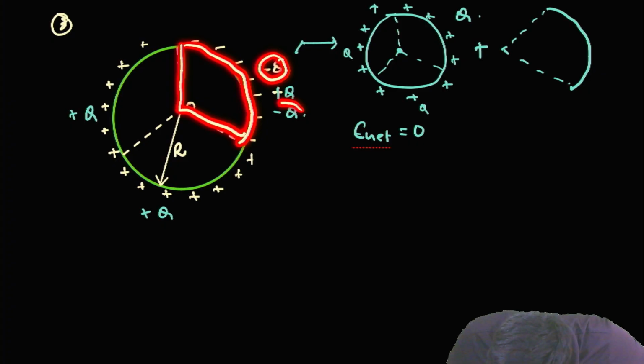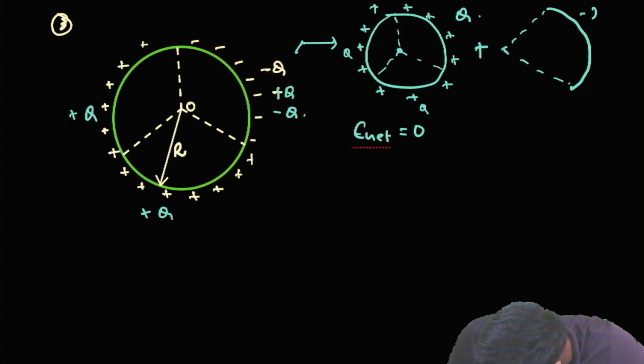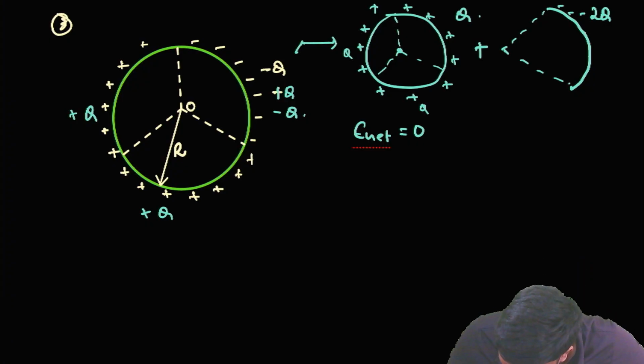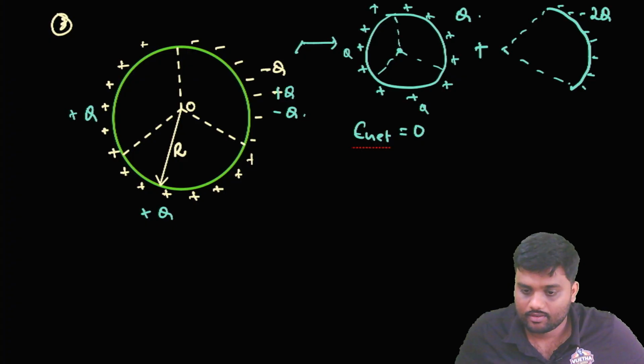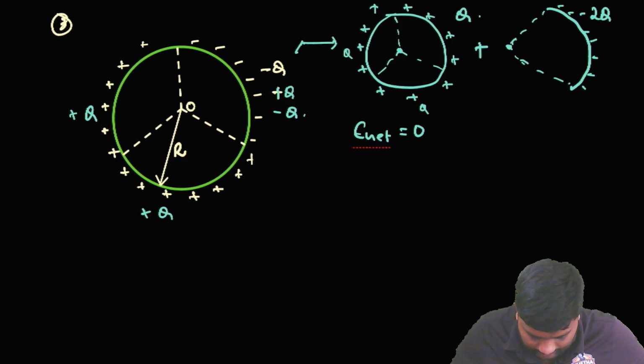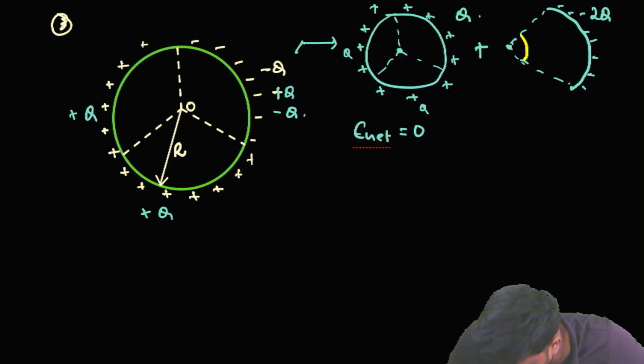For this part, how much total charge do I have, sir? -2q is there. So -2q is the total charge on this ring. At this point O, if I wanted to find out the electric field, it is making an angle of 120 degrees. Because it is negative charge, the electric field goes inward.